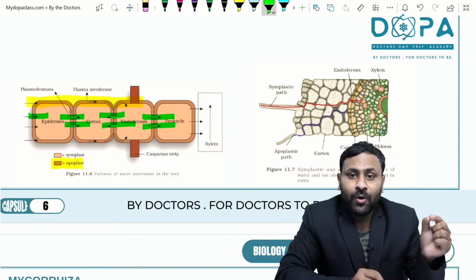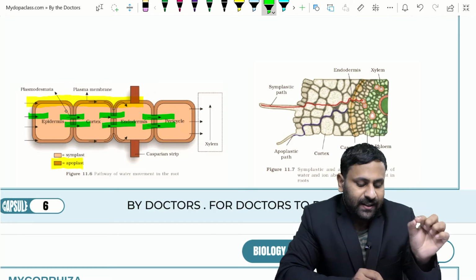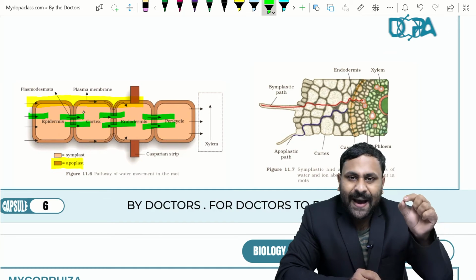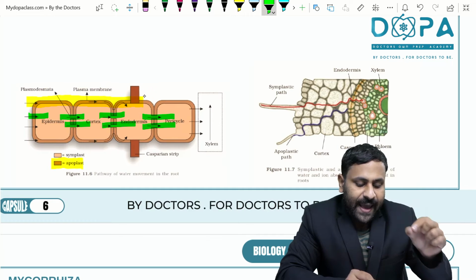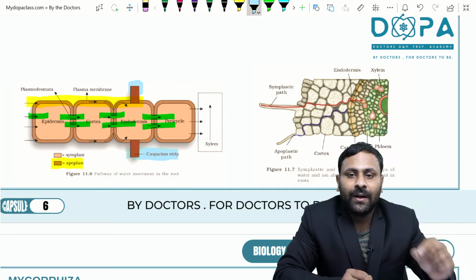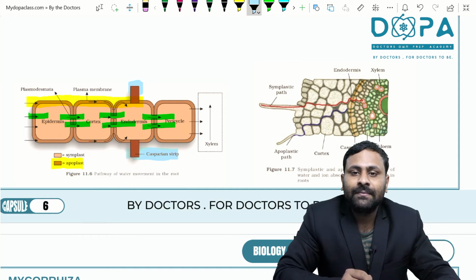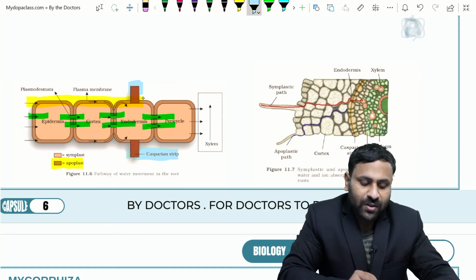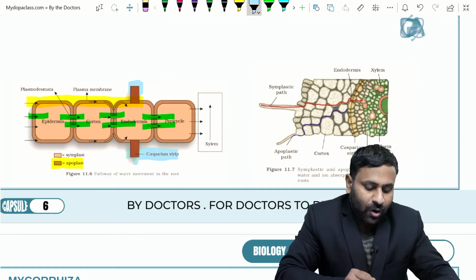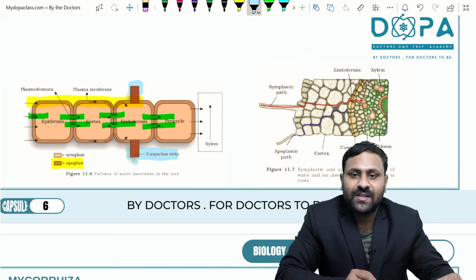Apoplast pathway means water molecules move through intercellular space and cell wall. It is a fast movement. There are no barriers in the case of the apoplast pathway except the Casparian strips. This is called the Casparian strip. It is present on the endodermis. The endodermis has a deposited suberin layer, called the Casparian strip. Due to the presence of the Casparian strip, there is no apoplast pathway beyond this point.